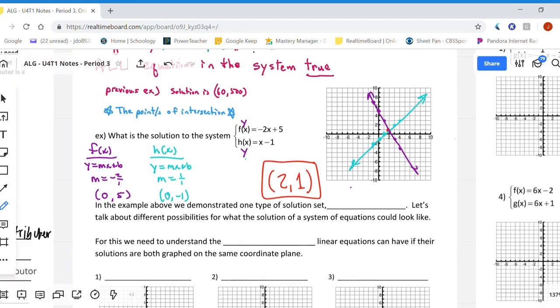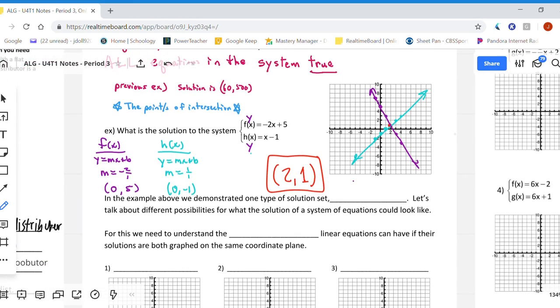This is the ordered pair which will make both of these equations true. If you plug 2 in for x and 1 in for f of x or h of x for y, the equation will be true. This is the only point in all of the infinite number of ordered pairs in this coordinate plane that will make this equation true. All right, so you can see we can do this by hand, just like we did.